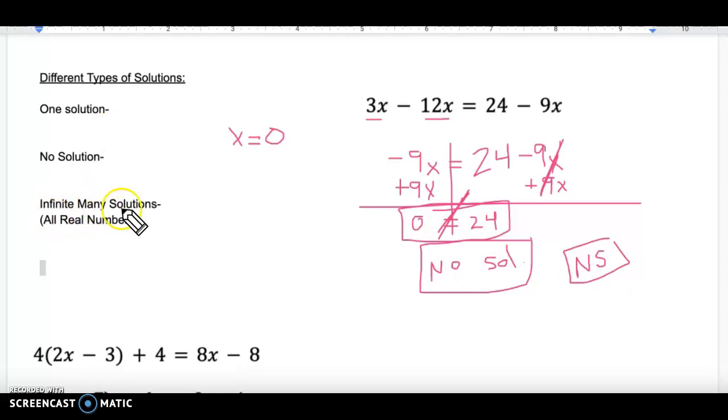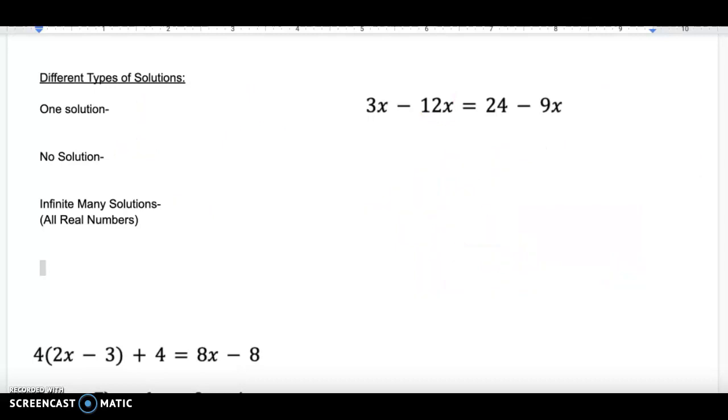Same thing with infinite many solutions. So I'm going to let you abbreviate it. And for no solution, you can put NS. And for infinite solutions, you can put IS. So again, that way you can abbreviate these. Obviously, if your answer up here was x equals 3, then you just have to type in 3 in the blank.